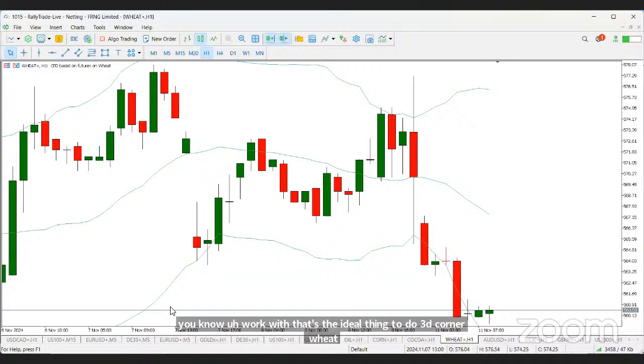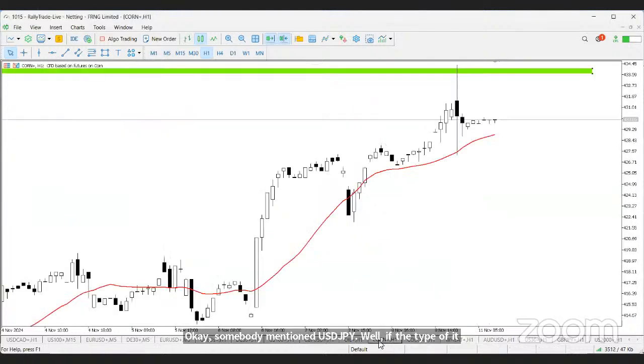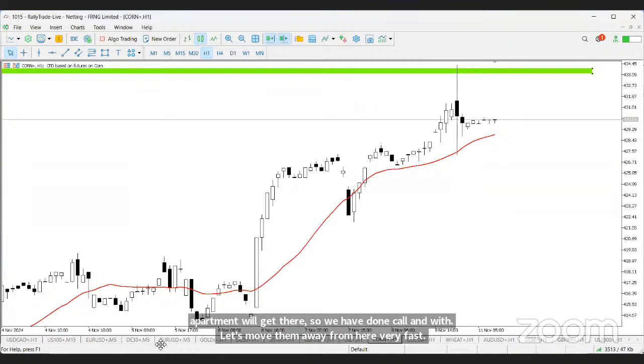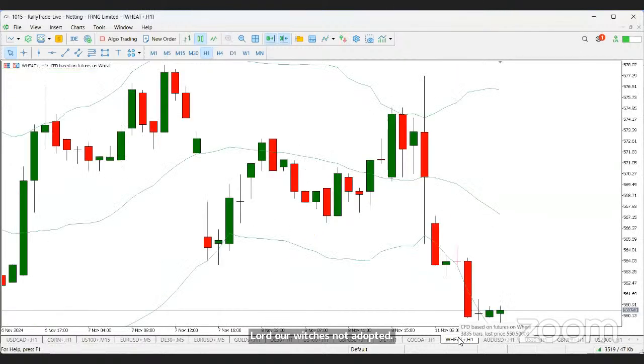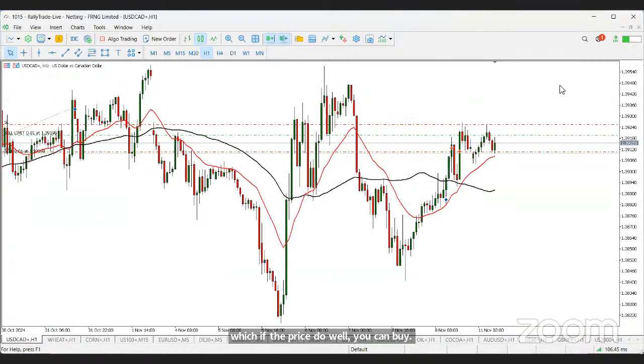So let me see if I can read the comment section also. Okay, somebody mentioned USDJPY. Well, if the time permits, we'll get there. So we have done corn and wheat. Let's move them away from here very fast. Corn is done and dusted. Wheat is also done and dusted. Okay, so one suggestion is if the price does well, you can sell corn. Wheat, if the price does well, you can buy. Okay, USDCAD. USDCAD, I'm actually looking to buy.